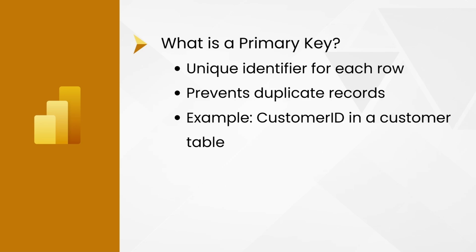Now let's see what is a primary key. A primary key is a unique identifier for each row in a table. It ensures that no two rows can have the same value in this field, making each record distinguishable and preventing duplicates. For example, in a customer table, the customer ID column is often set as the primary key. Each customer has a unique customer ID, allowing us to identify them accurately.